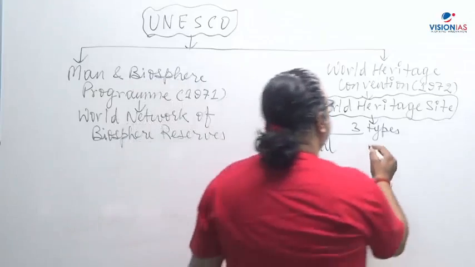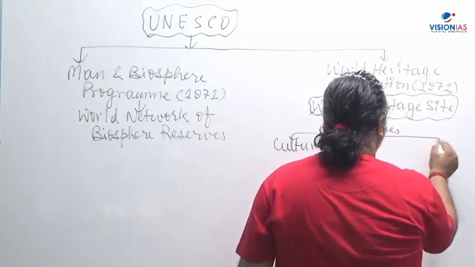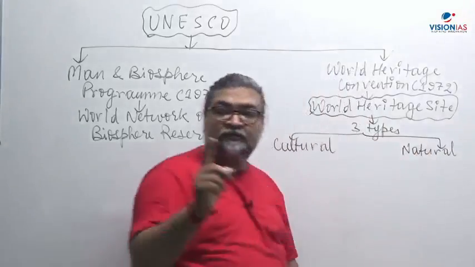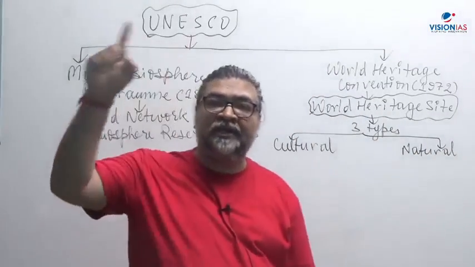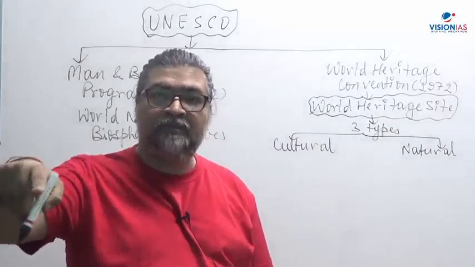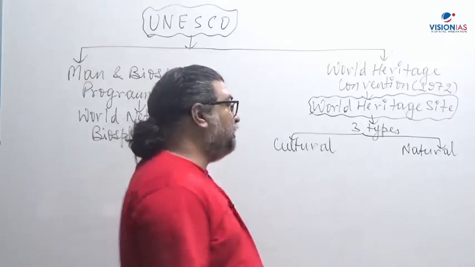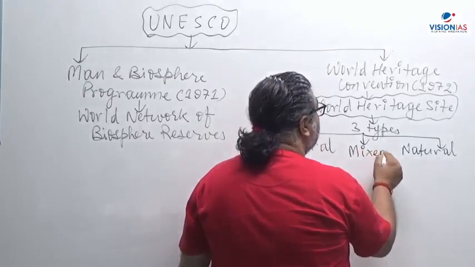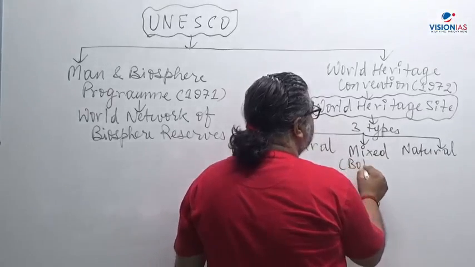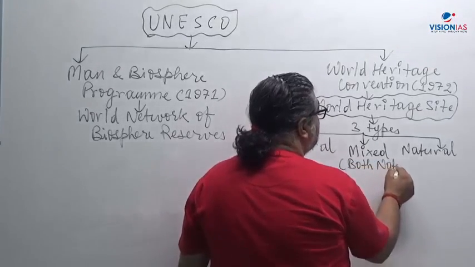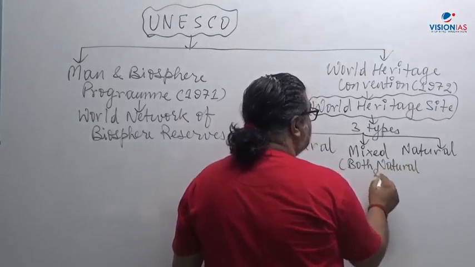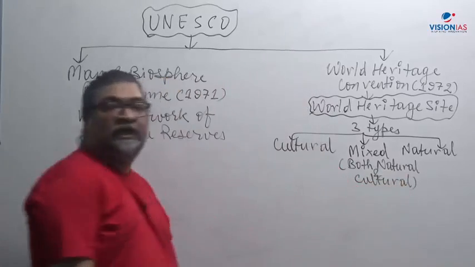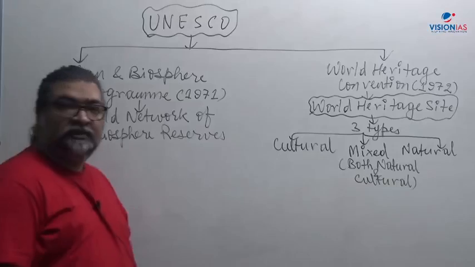Then comes another one, which is called natural significance. That is linked with landscape, mountains, hills, coastal, plain, natural importance. And there are also sometimes mixed categories. Mixed will have both natural and cultural significance. There is a mixed type there.